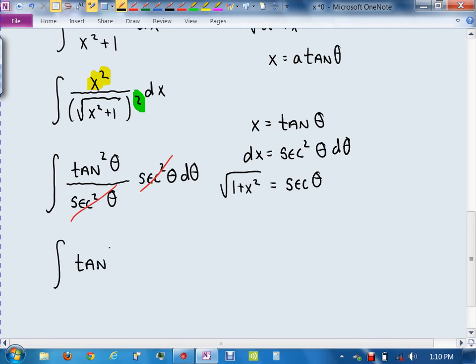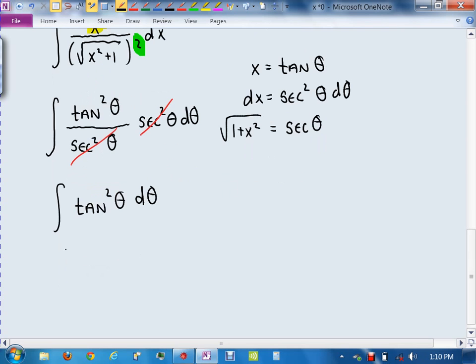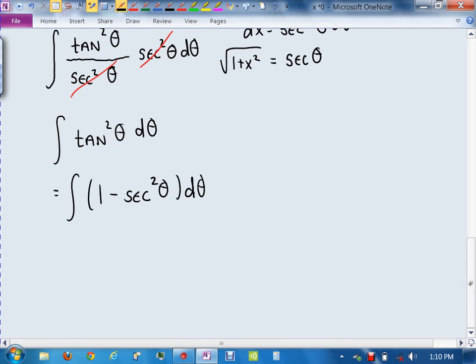How would you do that? Good. Turn that into 1 minus secant squared theta d theta. And then you can do the antiderivative of each one, right? What's the antiderivative of 1? Be careful. Theta, right? And then the antiderivative of secant squared is tangent theta plus a constant, right?